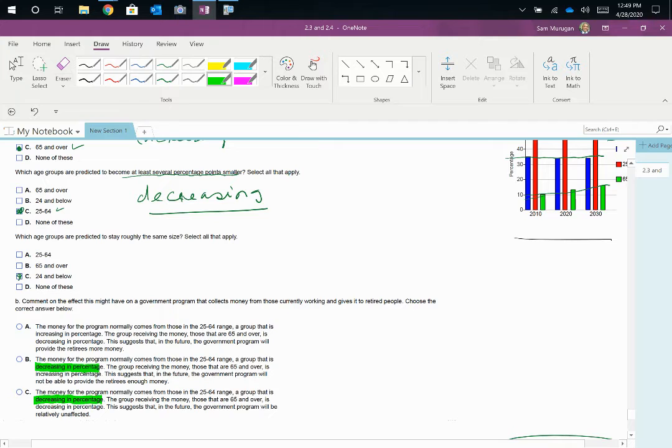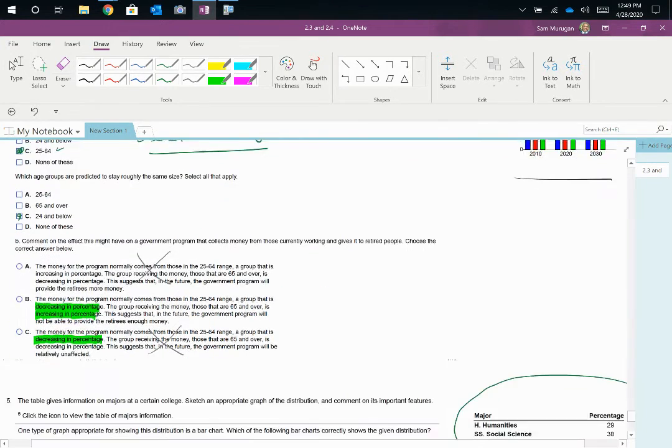So let's move on. The group receiving the money, those that are 65 and over, is increasing. Yes, increasing. So this one is out of the question, and this one is out of the question. This suggests that in the future, the government program will not be able to provide retirees enough money. And that's kind of currently what's happening in our Social Security system in the United States, where the older population is growing and the population that are actually making the money are decreasing in number.